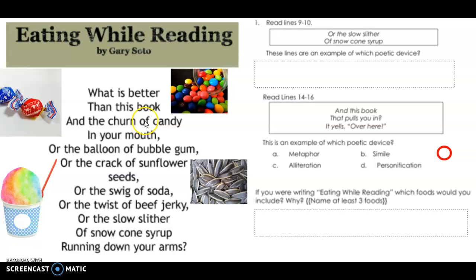Okay, so we're going to look over here at number 1. It says read lines 9 through 10, or the slow slither of snow cone syrup. So these lines are an example of which poetic device? What type of figurative language is the slow slither of snow cone syrup?